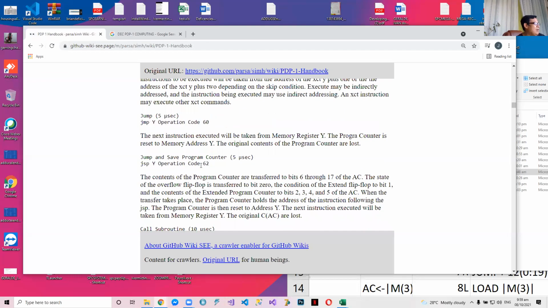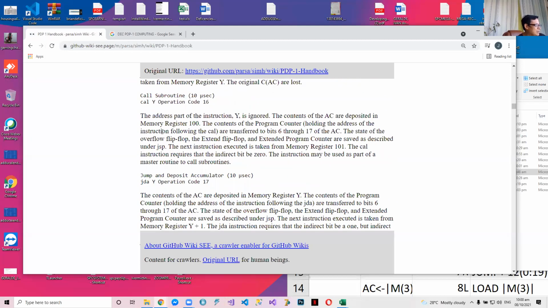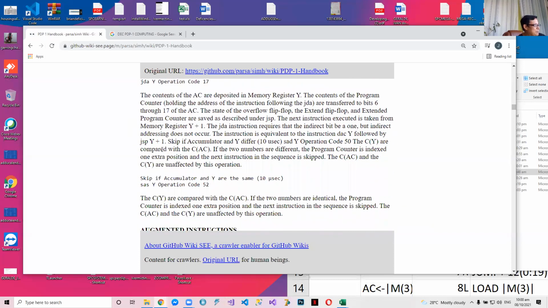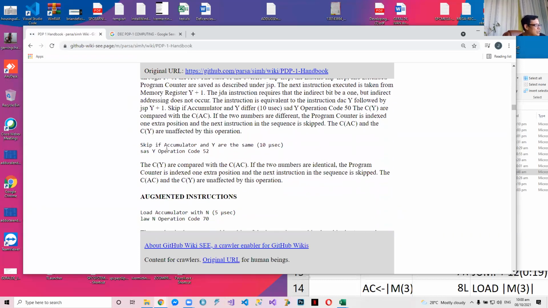Mul, div, add, sub. Now there's a jump. The jump is JMP, jump to an address. This is the same jump as in the IAS, only the spelling has changed. JSP, we'll skip that. It's not important. There's also JDA, jump and deposit, which means before it jumps, it deposits the accumulator. Now these are the important ones, the conditional skips. SAS Y, skip if accumulator and Y are the same. It's much easier to do an if-then-else.